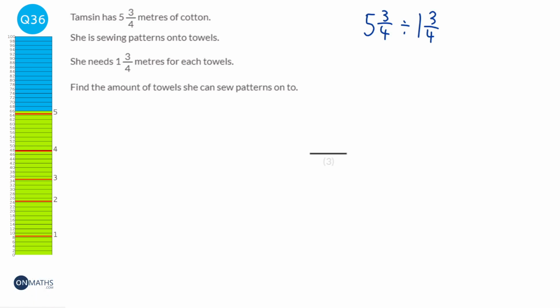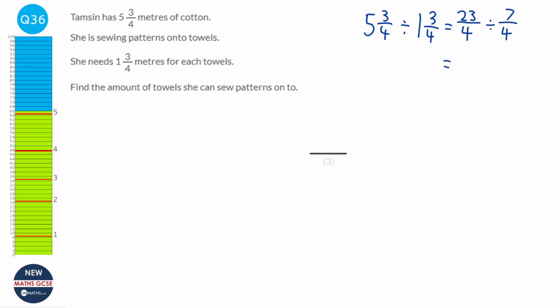So first thing we're going to do is convert them to top-heavy or improper fractions, because at the moment they're mixed numbers and we can't divide or times if they're mixed. So we times the 5 by the 4 and add it to the top, which will be 20, and then add the 3 to the top, 23, and then do the same. 1 times 4 is 4, plus 3 on the top is 7 over 4.